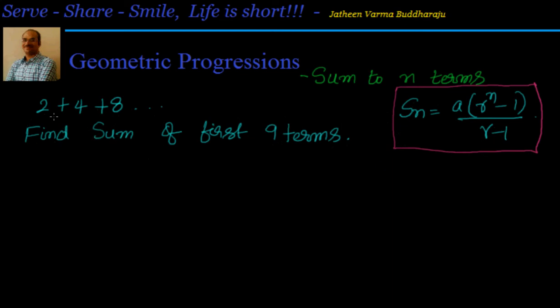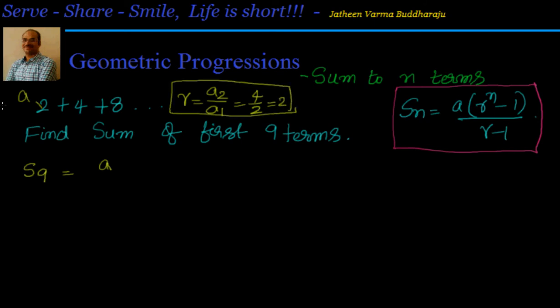We have a problem. The geometric progression is given by 2 plus 4 plus 8 and so on. You have to find the sum of first 9 terms. So what is the sum of first 9 terms? It is nothing but S9, and we substitute in the formula. You see that n equal to 9 now. a is equal to 2, and r is equal to a2 by a1, that's equal to 4 by 2, equal to 2. You know that now a equal to 2, r equal to 2.